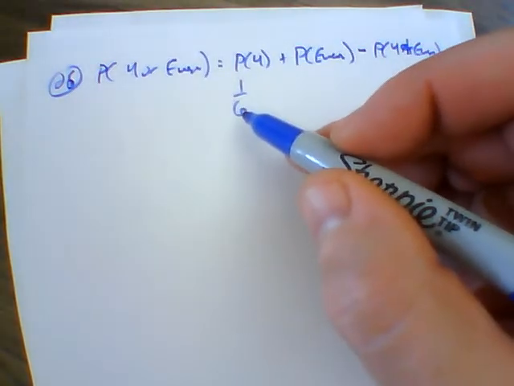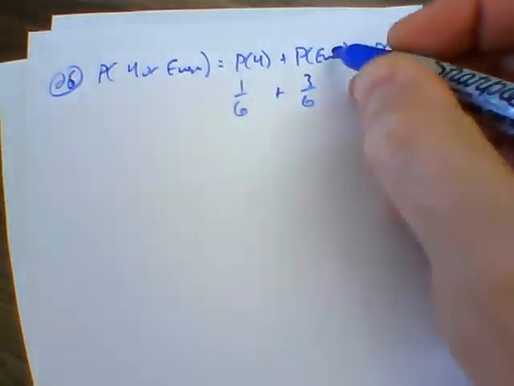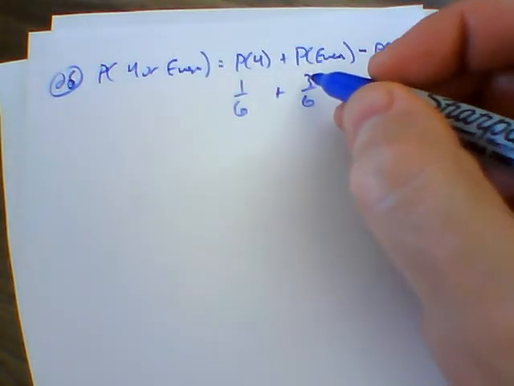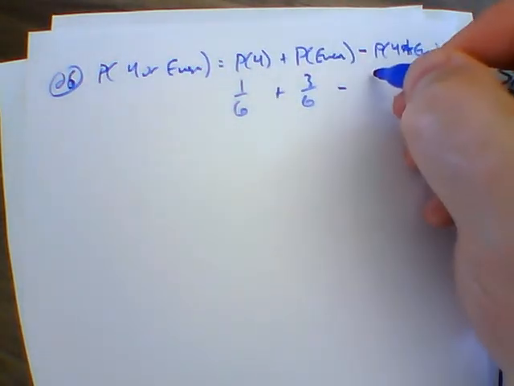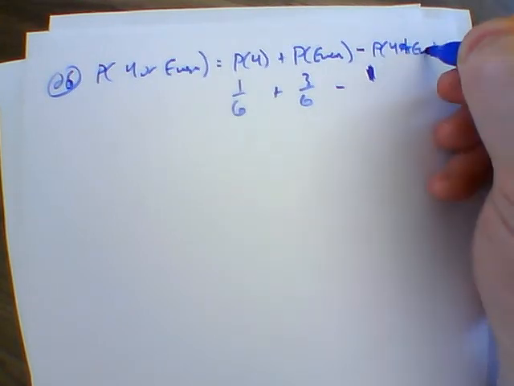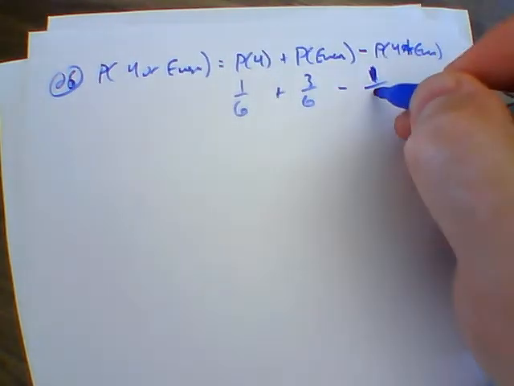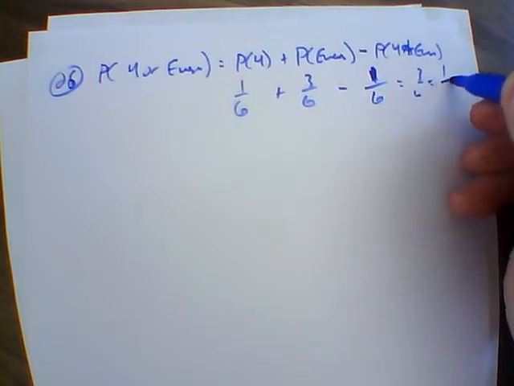So there are 6 outcomes on a number cube. One of those is a 4. There are 3 out of 6 that are even. We could have a 2, a 4, or a 6. And once again, because 4 and 6 are even, 4 is an even number that is in both of these, so that is a 1 out of 6. So we see that we get 3 out of 6, which is 1/2.